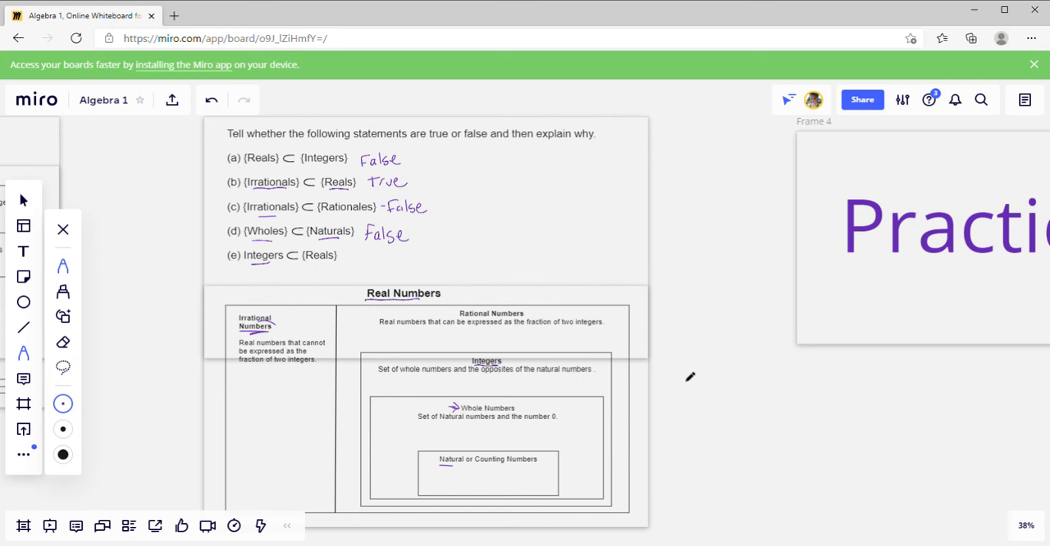Last one, integers are a subset of real numbers. So integers right here are inside the real number box. Yes, so that one is true. Okay.